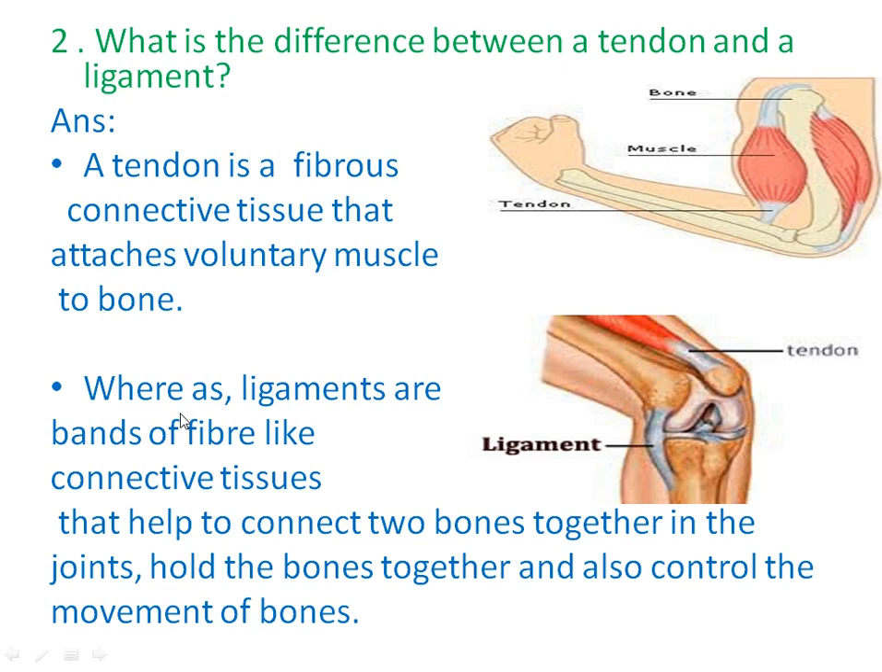See here, ligament. Whereas ligaments are fiber-like connective tissues that help to connect two bones together in the joints. They hold the bones together and also control the movement of bones.